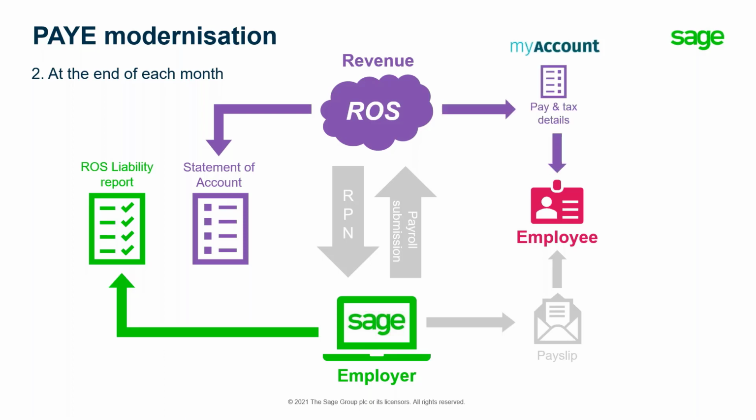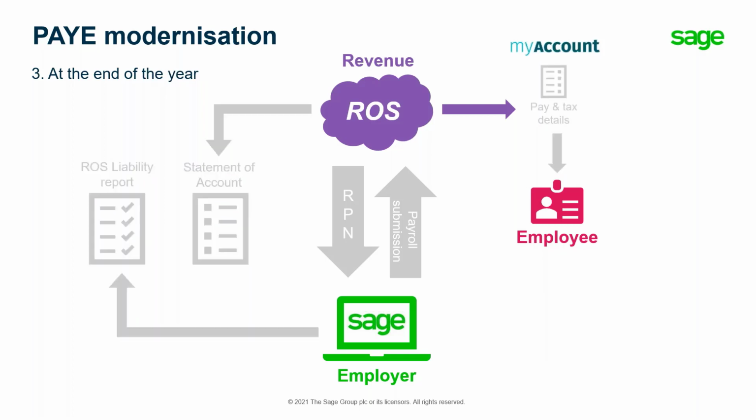And based on the information that you have submitted, the My Account area of ROS is updated. So each employee can log into their My Account and view their pay information, as well as receiving their payslip from you. Moving on to the end of the tax year. Throughout the year, you have retrieved your RPNs, and you have completed your payroll for each period, submitting those in real time to Revenue. So Revenue have all of the information that they need from you for the tax year.